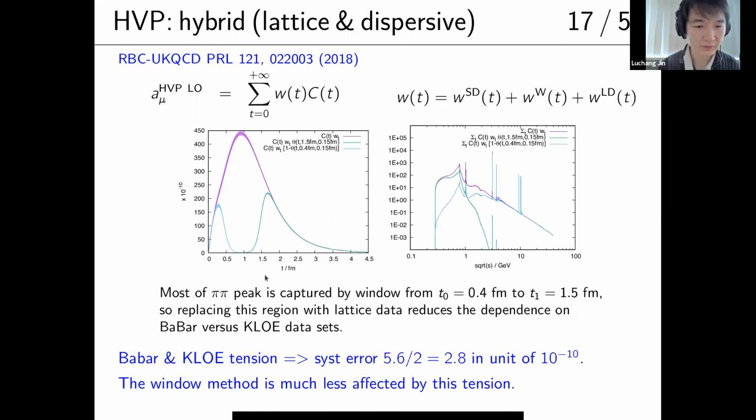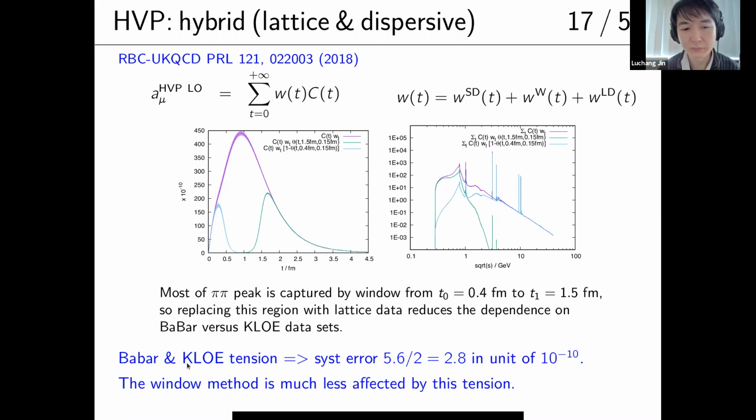And also for the experimental side, there is the e+ e- annihilation process measured by many different groups. Mostly, BaBar and KLOE are relatively accurate, but they have some tension in this region. And in the theoretical prediction that we have for now, we account for some systematic error to account for this tension.